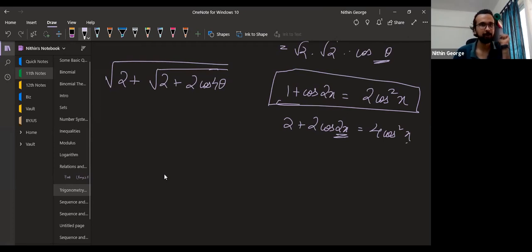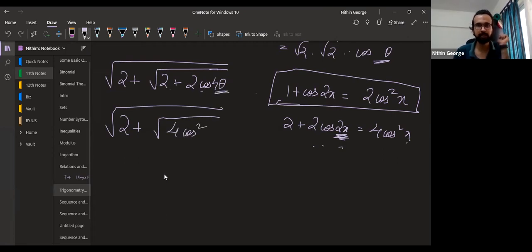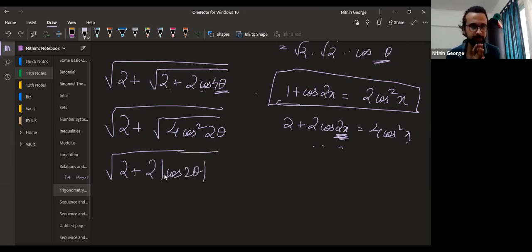So I just halve the angle and put it across. What does this become? Root of 2 plus root of 2 plus 2 cos 4 theta. That becomes 4 cos square of half this angle. What is this angle? 4 theta. Half this angle will be 2 theta. So this will become 2, since 4 comes out as 2, and cos 2 theta will become mod of cos 2 theta. Any doubts here? No, sir.